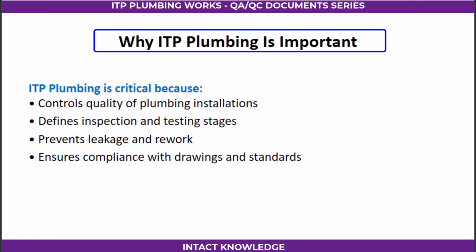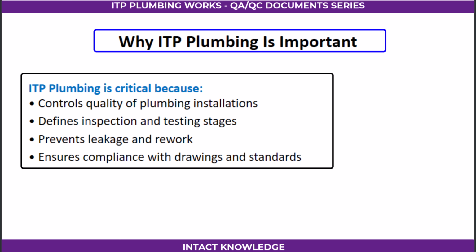Let's start. Why ITP plumbing is important. ITP plumbing is critical because it controls the quality of plumbing installations. It defines inspection and testing stages. It prevents leakage, blockages, and rework. It ensures compliance with approved drawings and standards. That's why plumbing works must be executed with an approved ITP.